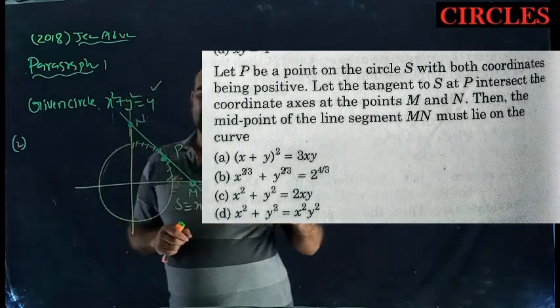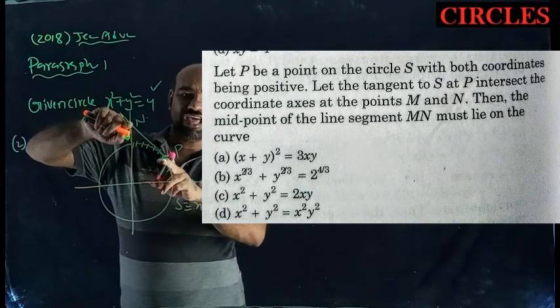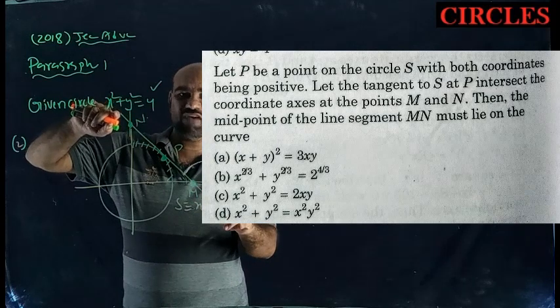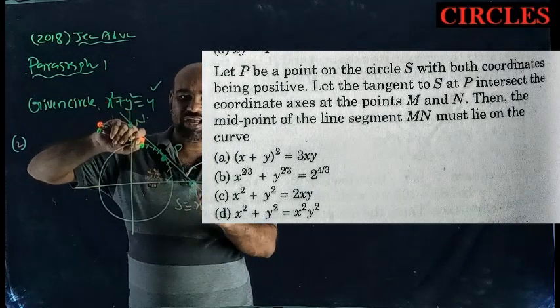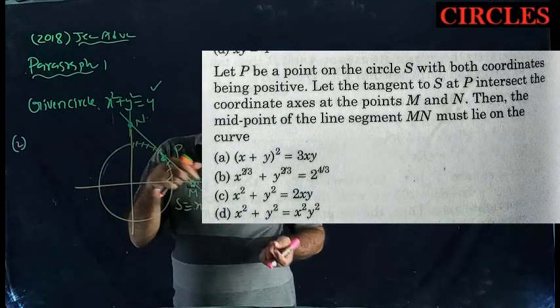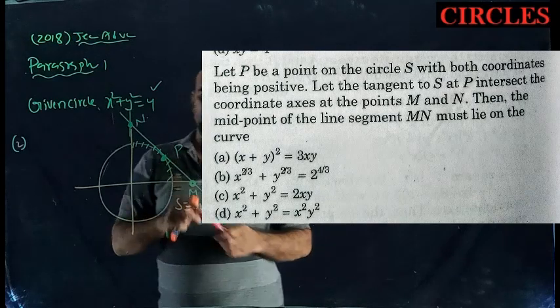So indirectly it is asking for the locus of the midpoint of MN, because P is varying. P varying means the position of the tangent will vary, so the positions of M and N will vary. Automatically the line segment position will vary, and the midpoint of MN will vary. So indirectly we are asking for the locus of the midpoint of MN. First of all, we need to find the equation of the tangent.